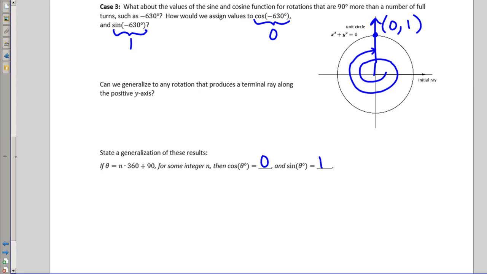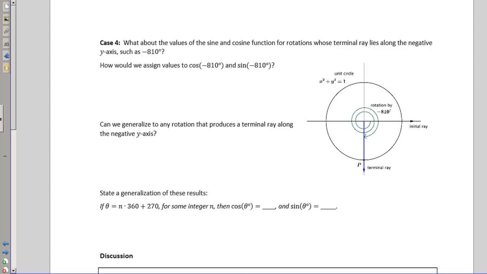Okay, so of course there's only one case left, which is to have our terminal ray be on the negative y-axis. Okay, and so in this case we're looking at negative 810. So that's going all the way around. A full rotation would be 360. Another one would be negative 720, and then a little bit more, 90 more in fact, to get to negative 810, which is the same as a negative 90. So if we're at negative 90 and we have our terminal ray here, this represents the point 0, negative 1.